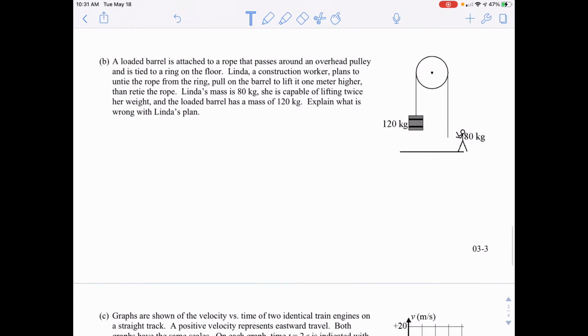In letter B, a loaded barrel is attached to a rope that passes an overhead pulley and is tied to a ring on the floor. Linda, a construction worker, plans to untie the rope from the ring, pull on the barrel to lift 1 meter high, then retie the rope. Linda's mass is 80 kilograms. She is capable of lifting twice her weight. The loaded barrel has a mass of 120 kilograms. Explain what is wrong with Linda's plans.